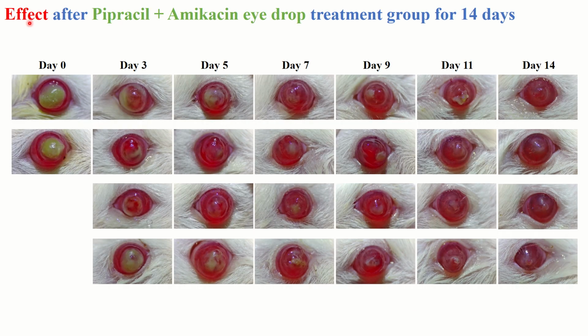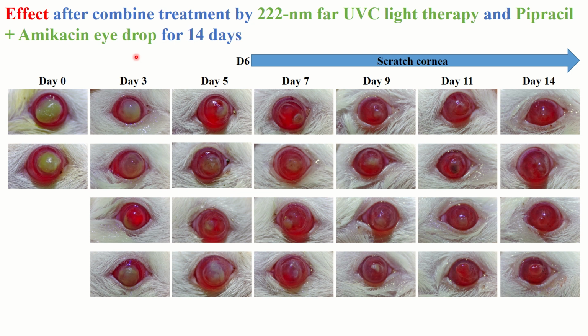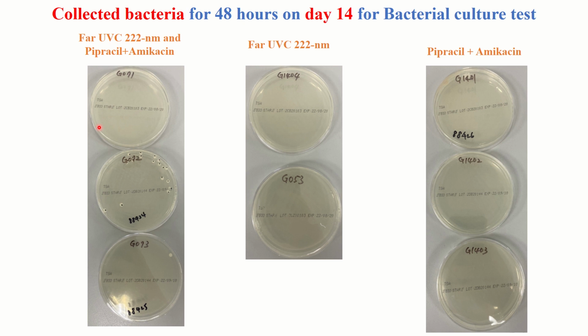Now we check the summary of the effect of each group using the different drugs. In this picture you can see the piperacillin and amikacin eye drop has a strong effect, and the eye on day 14 was clear compared with day 3 or day 0. This is the treatment effect of UVC therapy only from day 0 to day 14. And this is the effect of the UVC light and piperacillin plus amikacin eye drop combined group, which also has a good result. We again collected bacteria on day 14, and we did not find any of the bacteria we induced in the rat eyes.